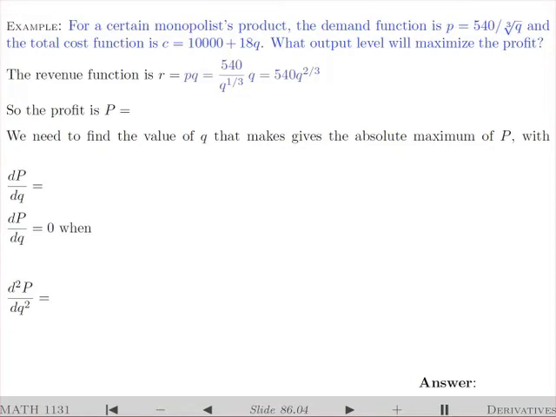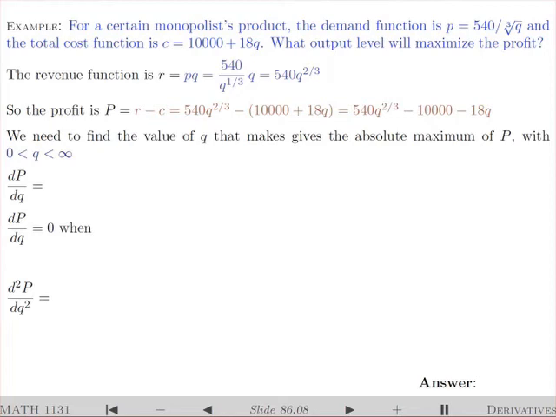Profit is revenue minus cost. So revenue is 540 Q to the power 2/3. Cost is 10,000 plus 18 Q. If we simplify this by distributing the minus in front of the parentheses, we get 540 Q to the power 2/3 minus 10,000 minus 18 Q. I have to find its absolute maximum. Since there is no other restriction on Q, Q can be any positive number. We'll find the critical values of the profit function first.